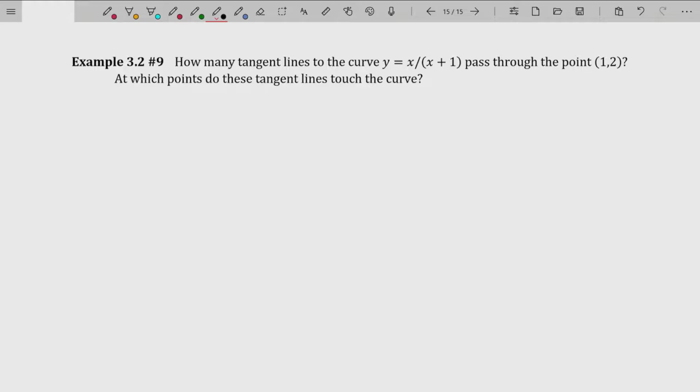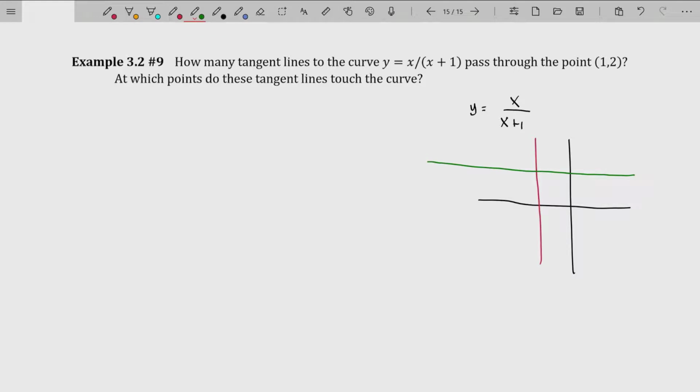So that curve, y equals x over x plus 1, is a rational function with a vertical asymptote at -1 and a horizontal asymptote at +1. When x is 0, it goes through 0. So there we go. And we don't have any other information about it. So I'm going to say that it probably looks like this. Like that. And also like this. Like that. Okay. So this is kind of the graph of the curve.